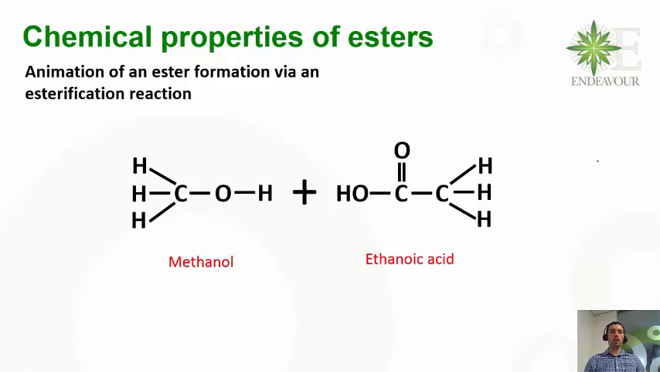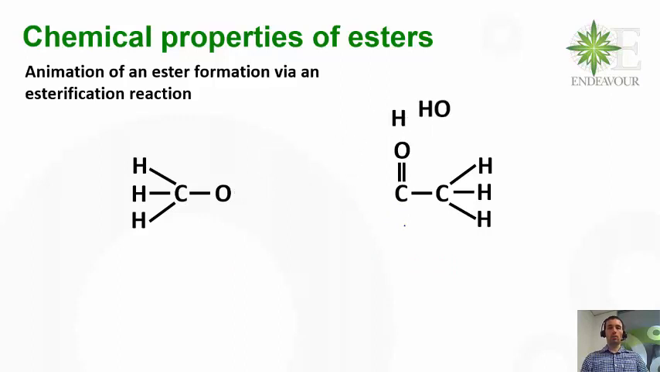Alright, now let's have a look at an animation of how the ester is actually formed in this esterification reaction. So we've got our methanol and our ethanoic acid with the functional groups that are going to react to create the ester. So initially we're going to get bond breakage between the hydrogen and the oxygen in methanol, and between the OH and the carbonyl in ethanoic acid. So once those bonds are broken, we then have those individual atoms that were part of the compounds coming together, and what will two hydrogens and an oxygen form? They're going to form a water molecule.